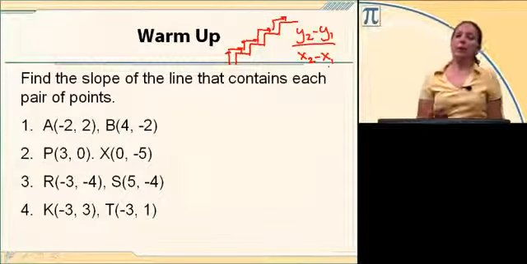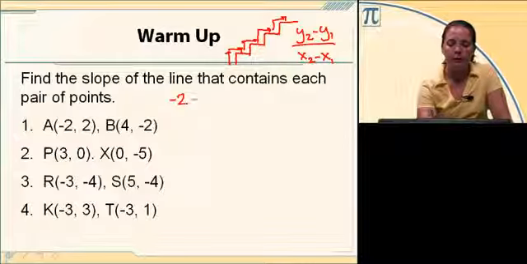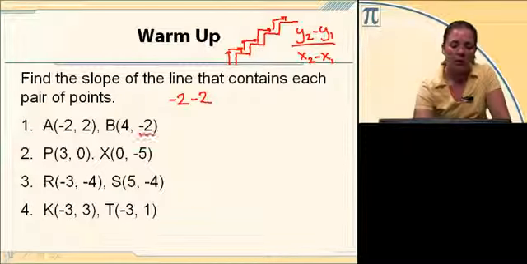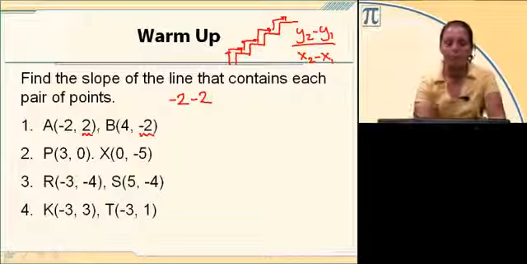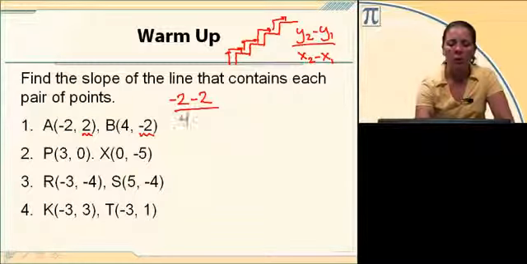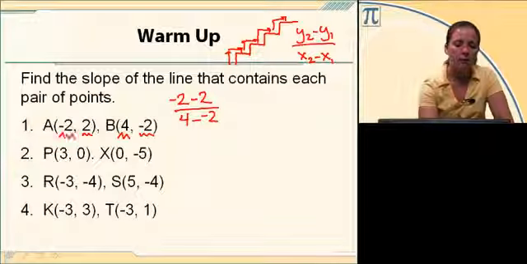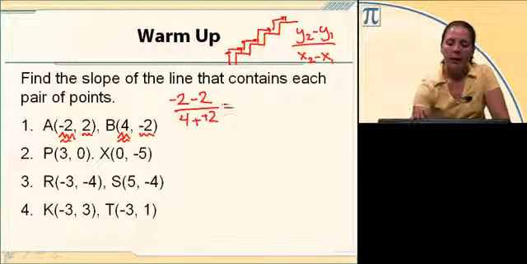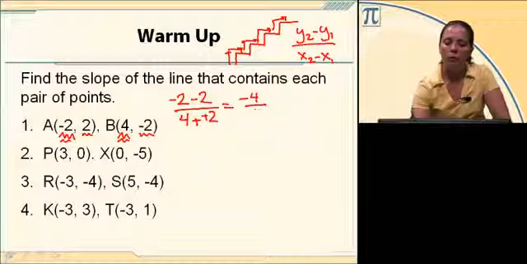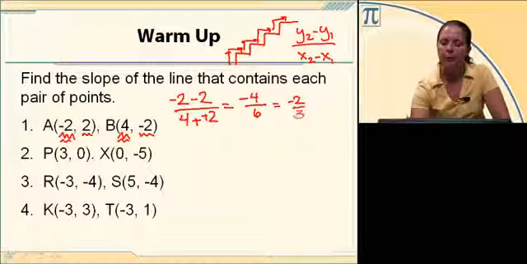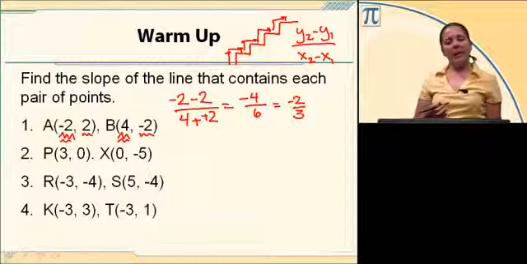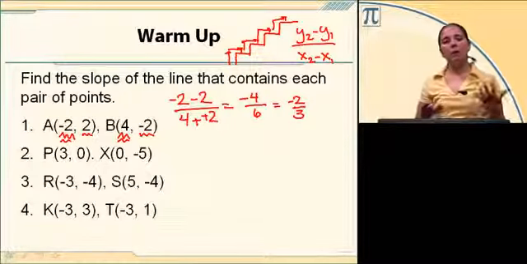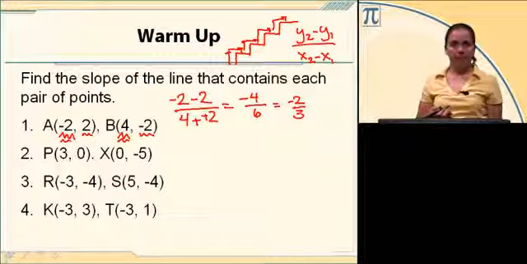All right, number one, we have the point (-2, 2) and the point (4, -2). To find the slope, we're going to find the difference of the y's: -2 minus 2, y minus y, over 4 minus -2, x minus x. When I combine these, I'm going to get -4 over 6, or -2/3. What this means for the line that contains those two points in number 1 is the slope is down 2, right 3.